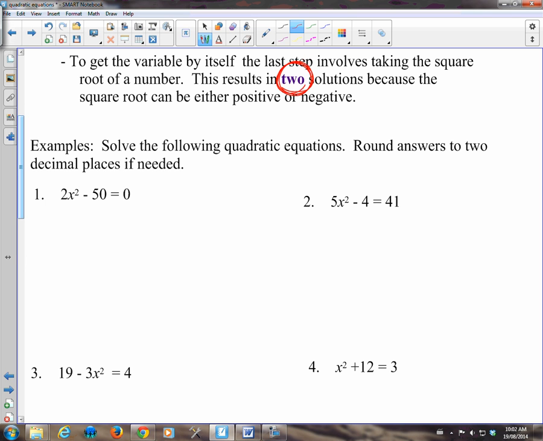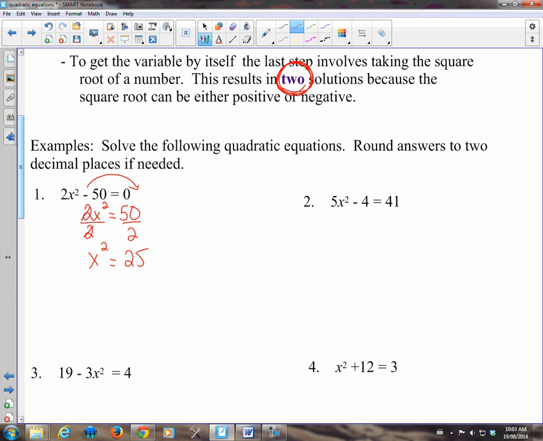2x squared minus 50 equals 0. No linear term, so we can isolate the variable. We want to take our minus 50 over here. So instead of minus 50, it becomes plus 50, and 0 plus 50 would still be 50. And then I want to get rid of my 2. So the opposite of multiplying by 2 is dividing by 2. So 50 divided by 2 is 25. Gave you the answer. Oops.